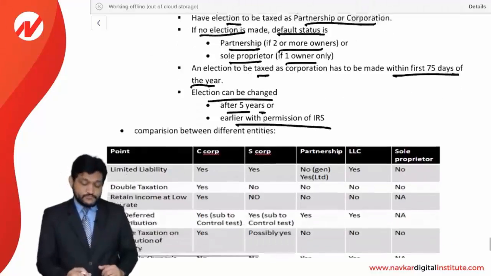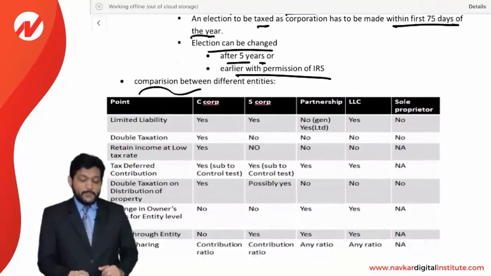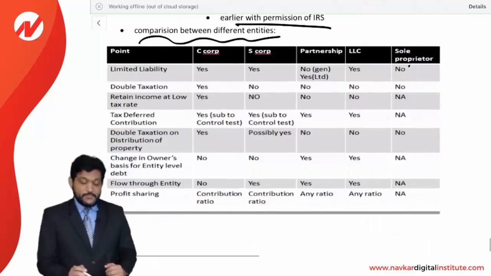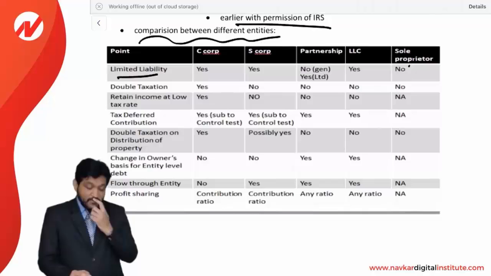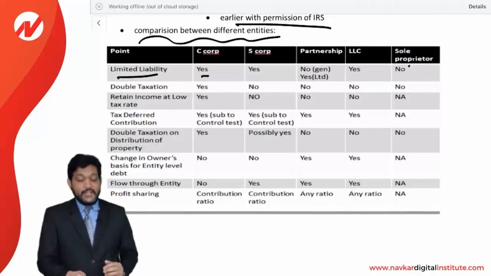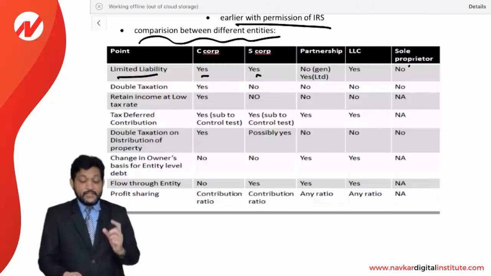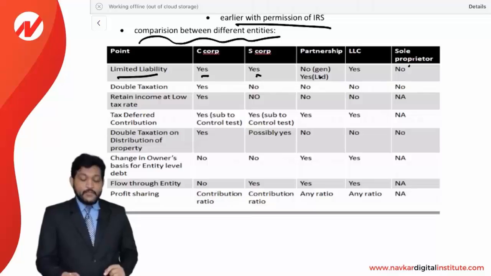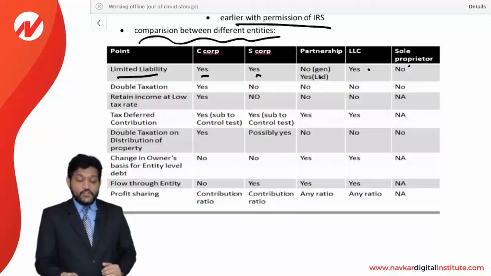Now we are looking at a comparison between different entities: C corporation, S corporation, partnerships, LLC and sole proprietorship. So let's see the difference between these. Limited liability. C corporation, yes, limited liability is there. S corporation, yes, limited liability. Partnership, general partners don't have limited liability, but limited partners have limited liability. LLC, yes, there is limited liability, and sole proprietor, no, it is unlimited liability.